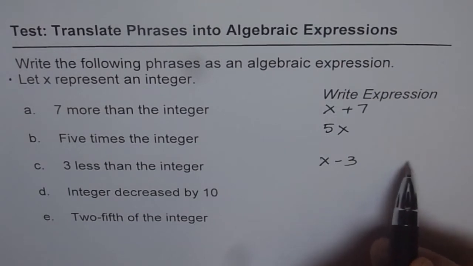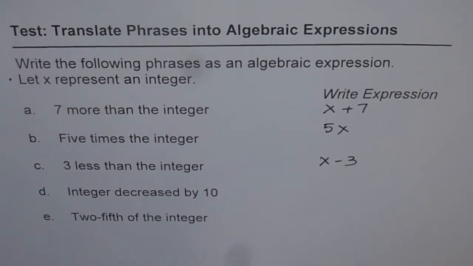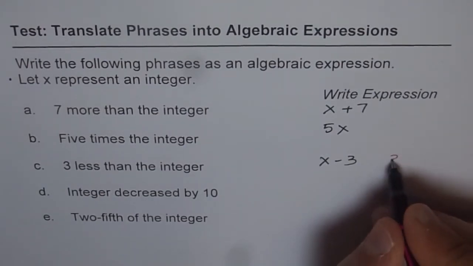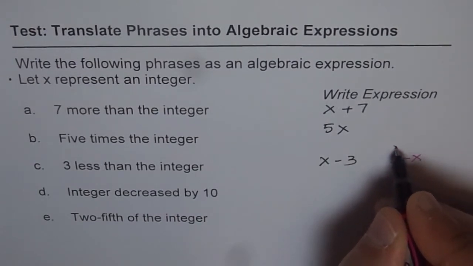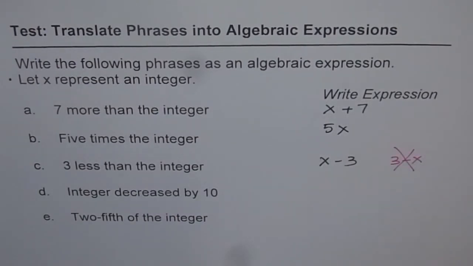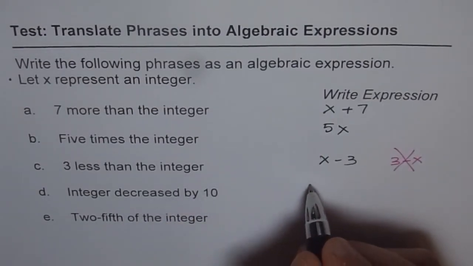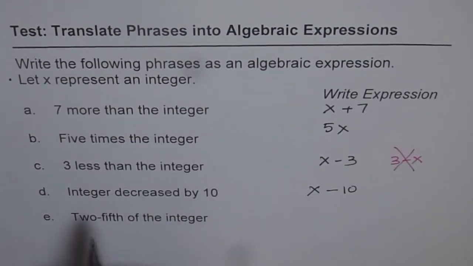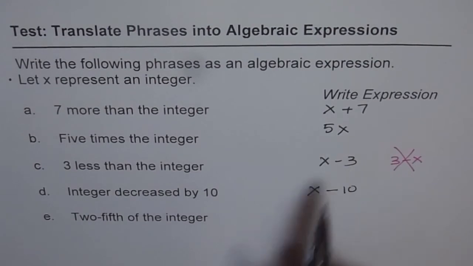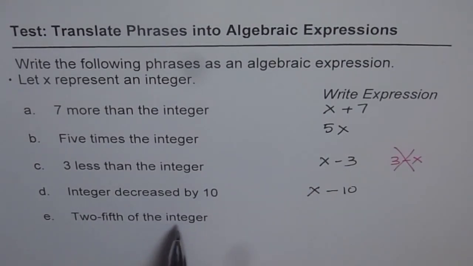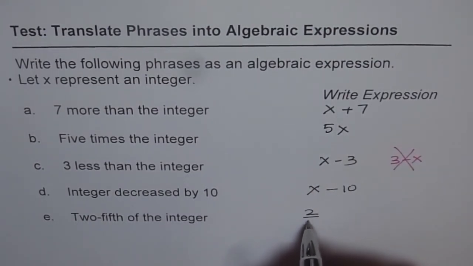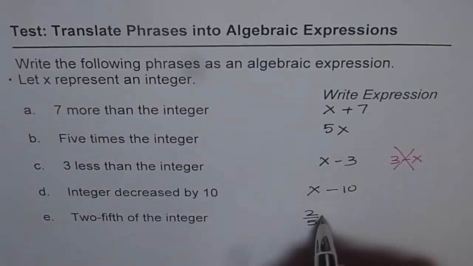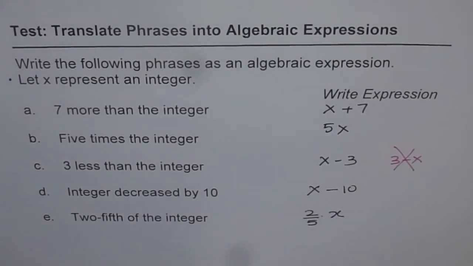Do not write 3 minus x. If you write 3 minus x, it will be wrong. So this is incorrect. Remember that. Integer decreased by 10, that is when you write x minus 10. Integer decreased by 10, and 3 less than integer is also similar. 2/5 of the integer. That means 2/5 of means multiplied, right? Times integer. That is how we write it. So this is how we'll do this.